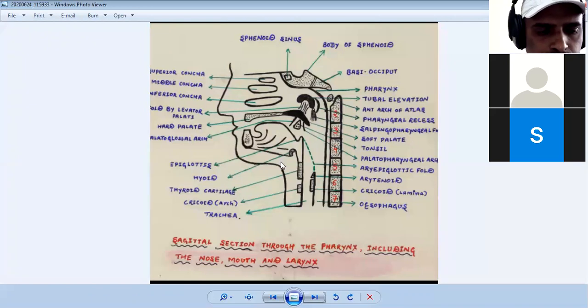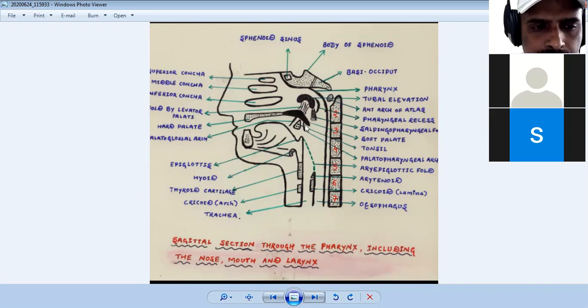Oropharynx, I am talking. The middle part of the pharynx is called the oropharynx, and it is situated behind the oral cavity. Next, you have to remember about the communications. Above it communicates with the nasopharynx through the pharyngeal isthmus. I have told you how it is the lower border of the soft palate to the posterior wall of the pharynx. That you have to remember.